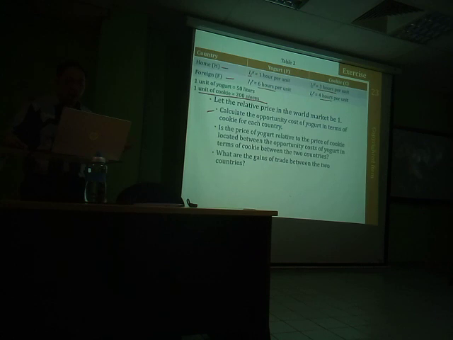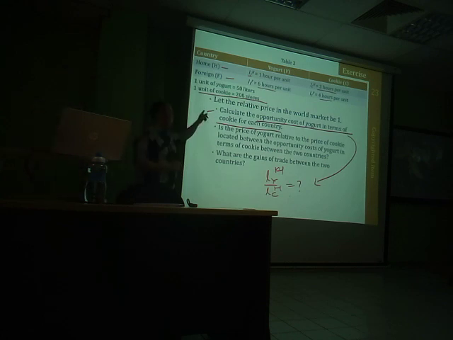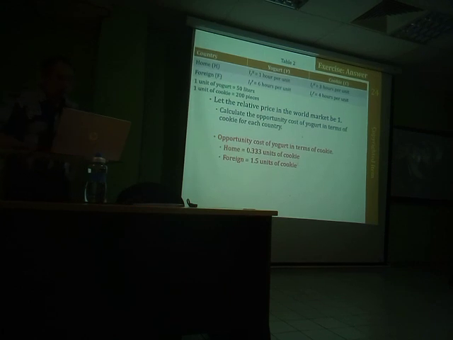Okay, so we have the three questions here. The first one, calculate the opportunity cost of yogurt in terms of cookie for each country. Let's consider home. What is the opportunity cost? Remember, we just need this one is Y, this one is C. And this is for country home, okay? Country home. What is the value here? 1/3. You just need 1 divided by 3. What do you get? 1/3. 0.33. You get 0.333, right? And for foreign?